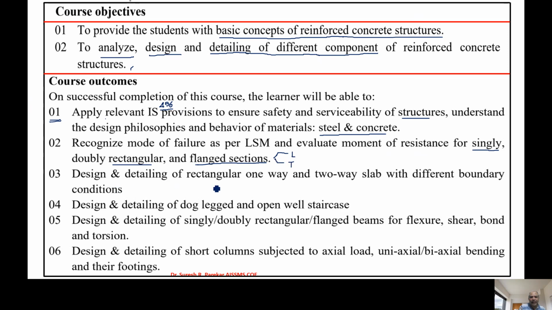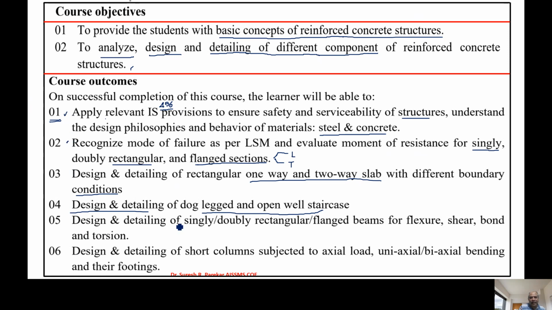Then we have design and detailing of rectangular one-way and two-way slabs with different boundary conditions. The boundary conditions are given in the IS code, and accordingly coefficients are also provided there. Then we have design and detailing of dog-legged and open well staircases. So these are the outcomes when we complete the first unit. The first unit has actually these two outcomes, then second unit and onwards.